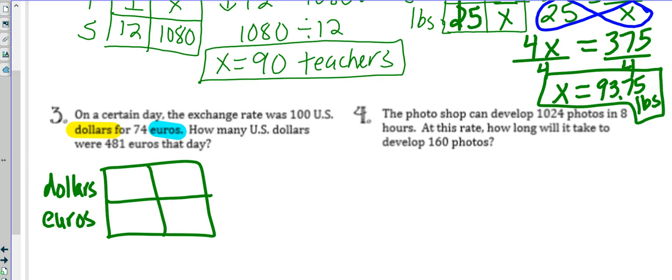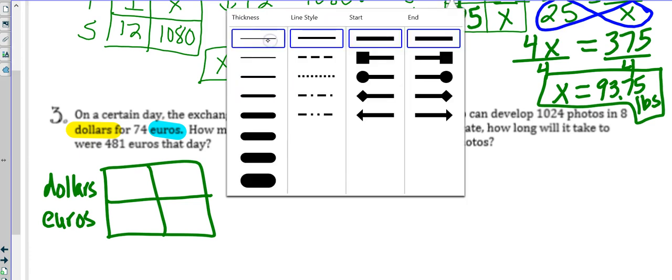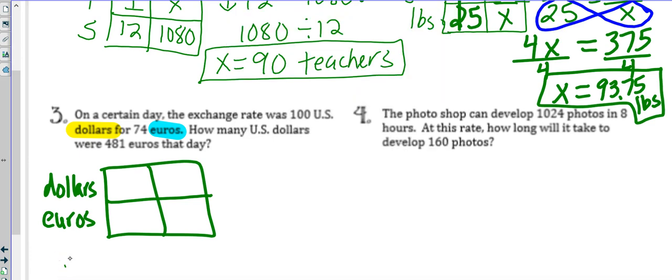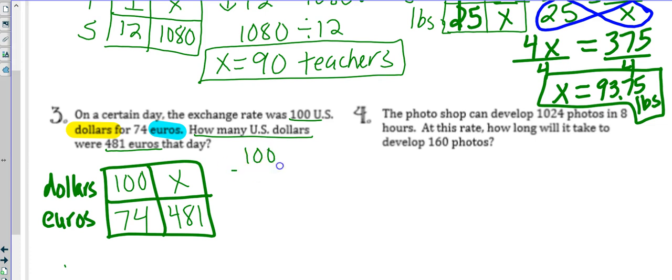All right. So from the problem, I know that it's $100 right here and 74 euros. And then it's asking me how many US dollars, so I don't know. I'm going to use my variable, were 481 euros. So my proportion is going to be 100 over 74 is equal to x over 481.